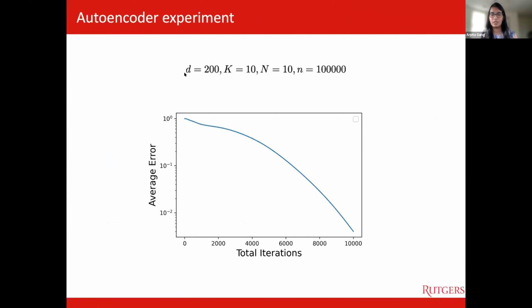I used the dimension of raw data to be 200, and I took the dimension of the latent hidden layer to be 10, which means that we want to estimate 10 eigenvectors, and the weight matrix would be 100 by 10. The number of nodes I assumed was again 10 with 100,000 samples, which means each node had 10,000 samples. And here also we can see that the average error keeps declining.